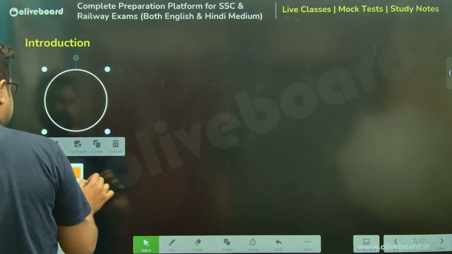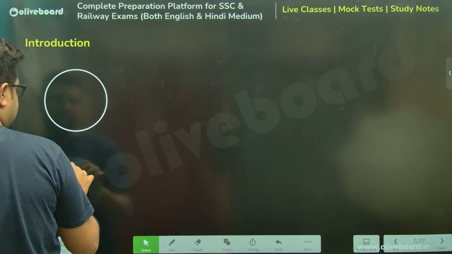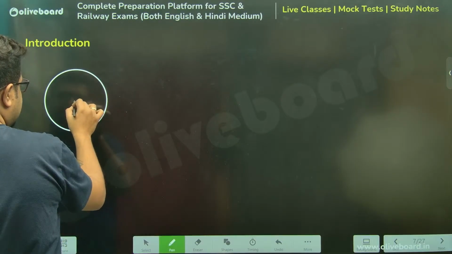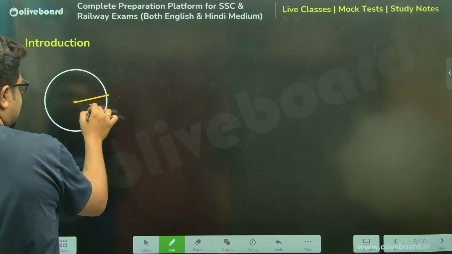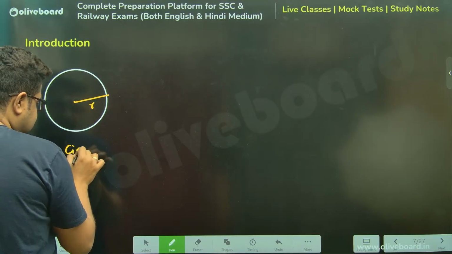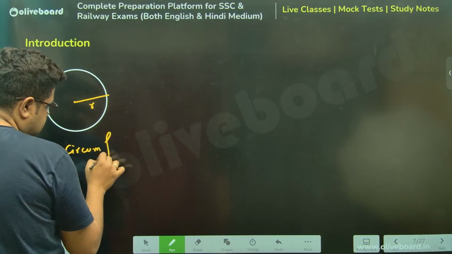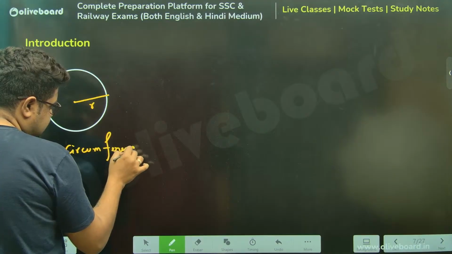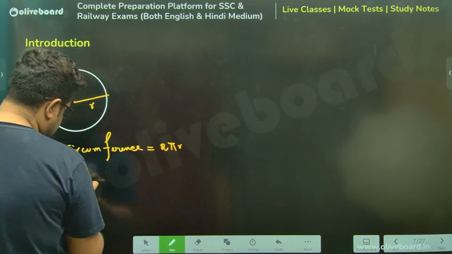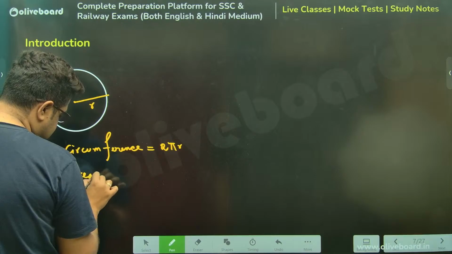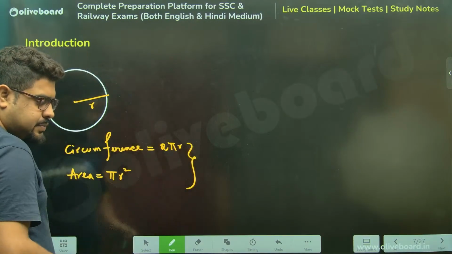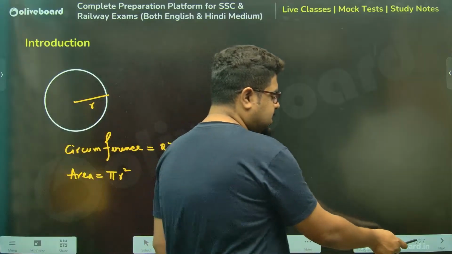Sir, in any circle there is only one dimension, that is R. So the perimeter in case of a circle is called circumference, right? Which is 2 pi R. And the area is pi R square.